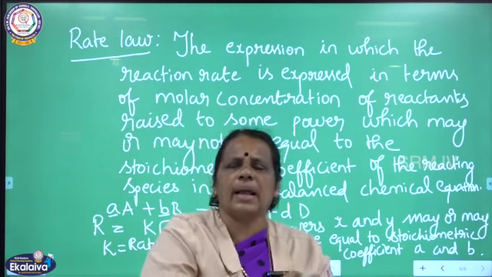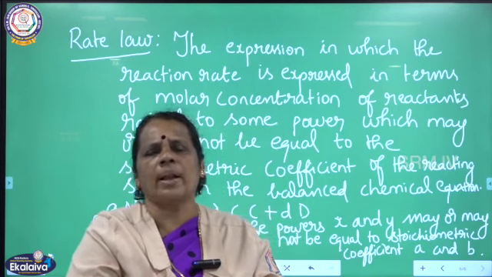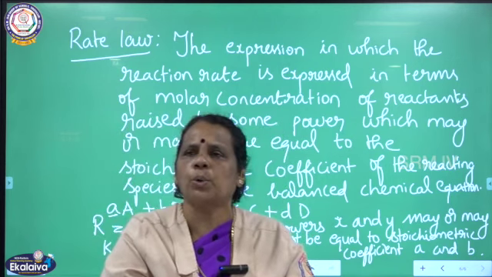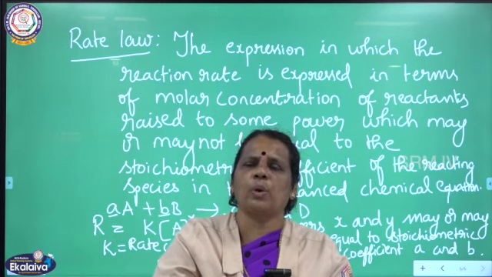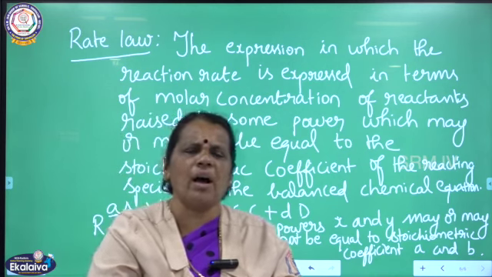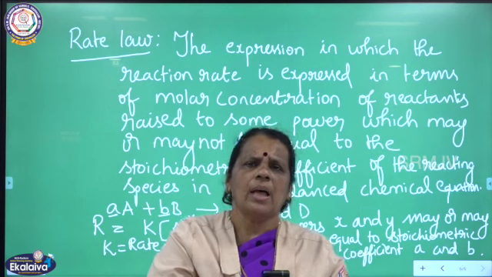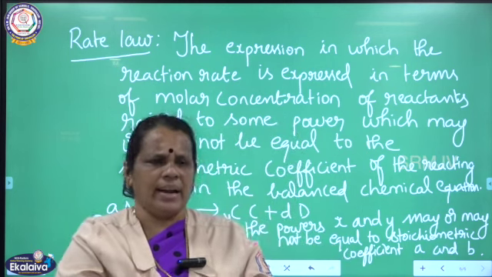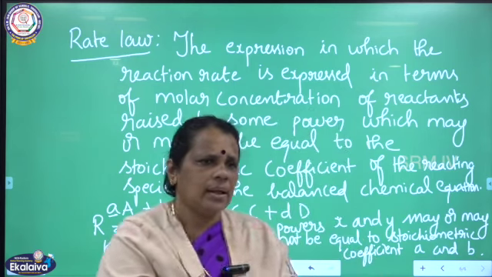So this slide talks about the rate law or rate expression where R is equal to K into A power X and B power Y. So I have defined X and Y, which are the powers of the concentration terms which may or may not be equal to the stoichiometric coefficients, and K stands for rate constant. So K is nothing but rate constant here.